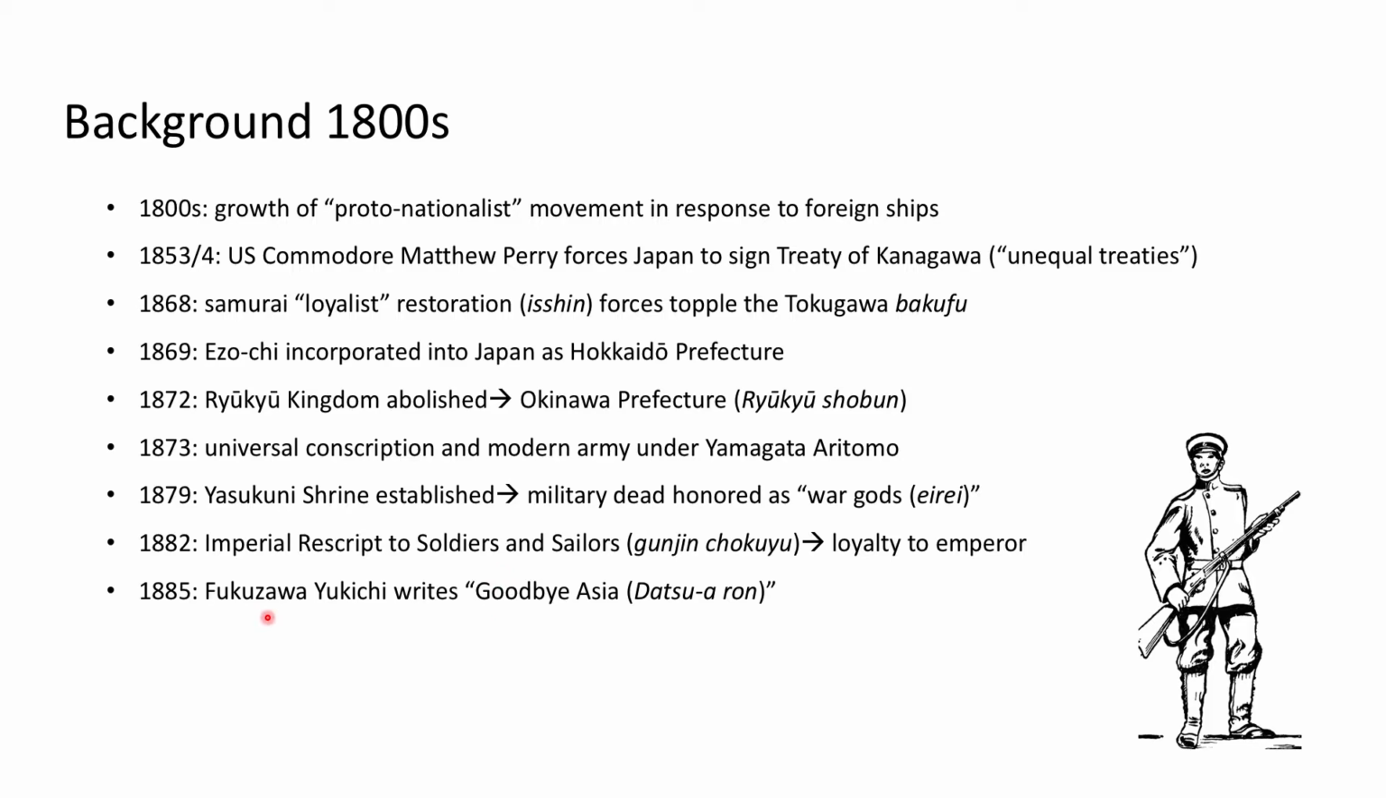In 1885, Fukuzawa Yukichi wrote Datsu-A Ron, translated as Goodbye Asia. And I highlight this because this is just an example of many popular attitudes at the time that were very disparaging of so-called Asian and especially Chinese culture. Up until this point in Japanese history, culture in Japan had been very Sinocentric, and much of Japanese culture had been inherited from China and Korea.